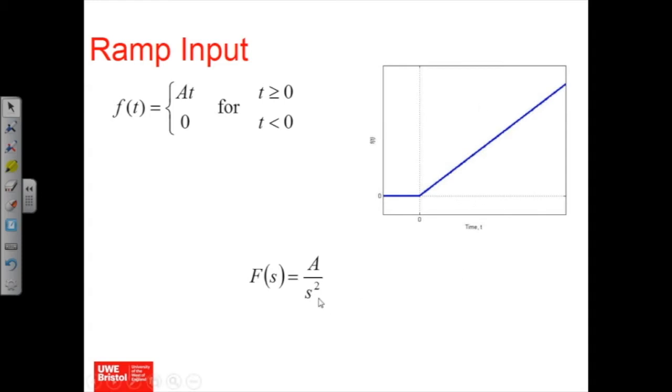And you can see, if you look at these Laplace functions, the unit step was 1 upon s. This one is 1 upon s squared. And there is a logic to that, because if you look at the shape of this function, this is what you get when you integrate a unit step. If you think about the area underneath the graph for the unit step, and you plot that, the ramp is what you get. So these are very closely related mathematically.